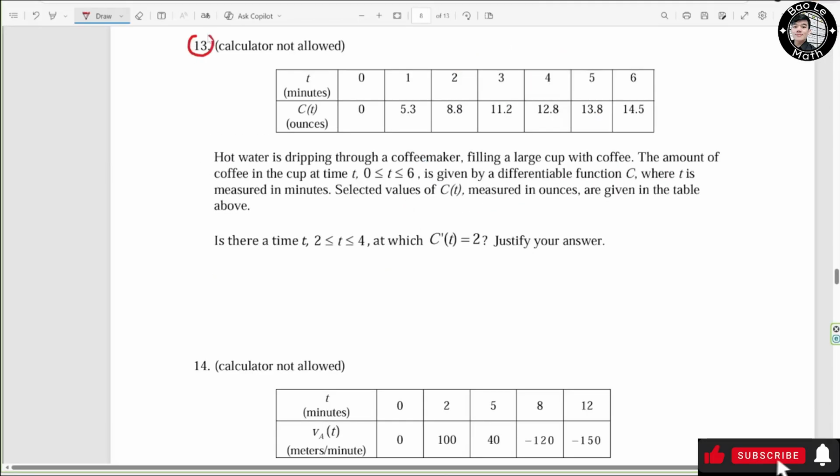Now let's move on to question 13. Hot water is dripping through a coffee maker, filling a large cup with coffee. The amount of coffee in the cup at time t, between 0 and 6, is given by a differentiable function c, where t is measured in minutes. Select the values of c of t, measured in ounces, given in the table above. Is there a time t between 2 and 4 at which c prime of t equals 2?